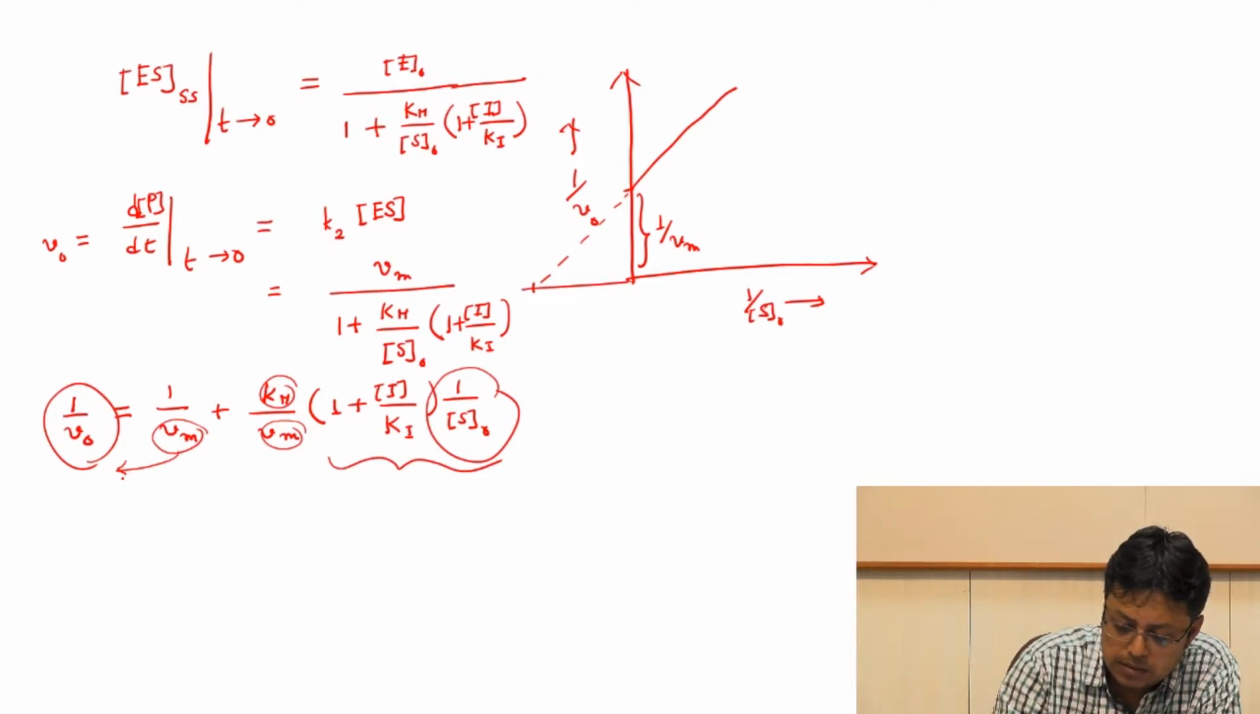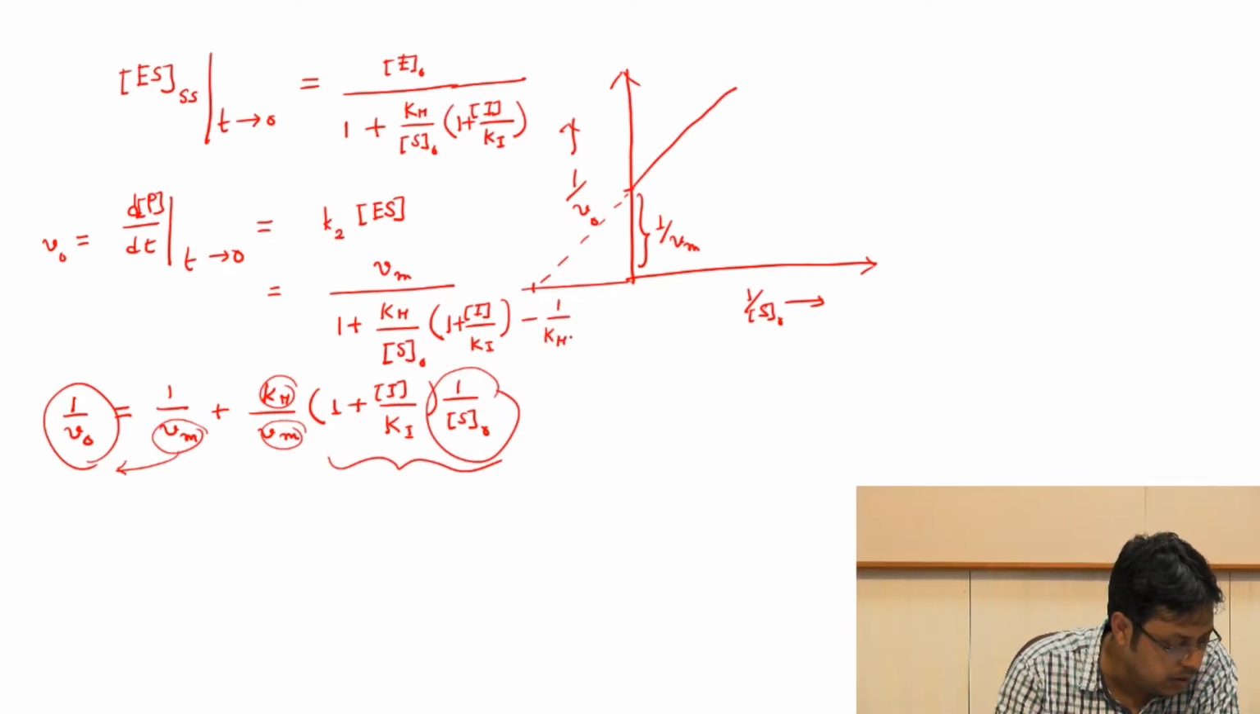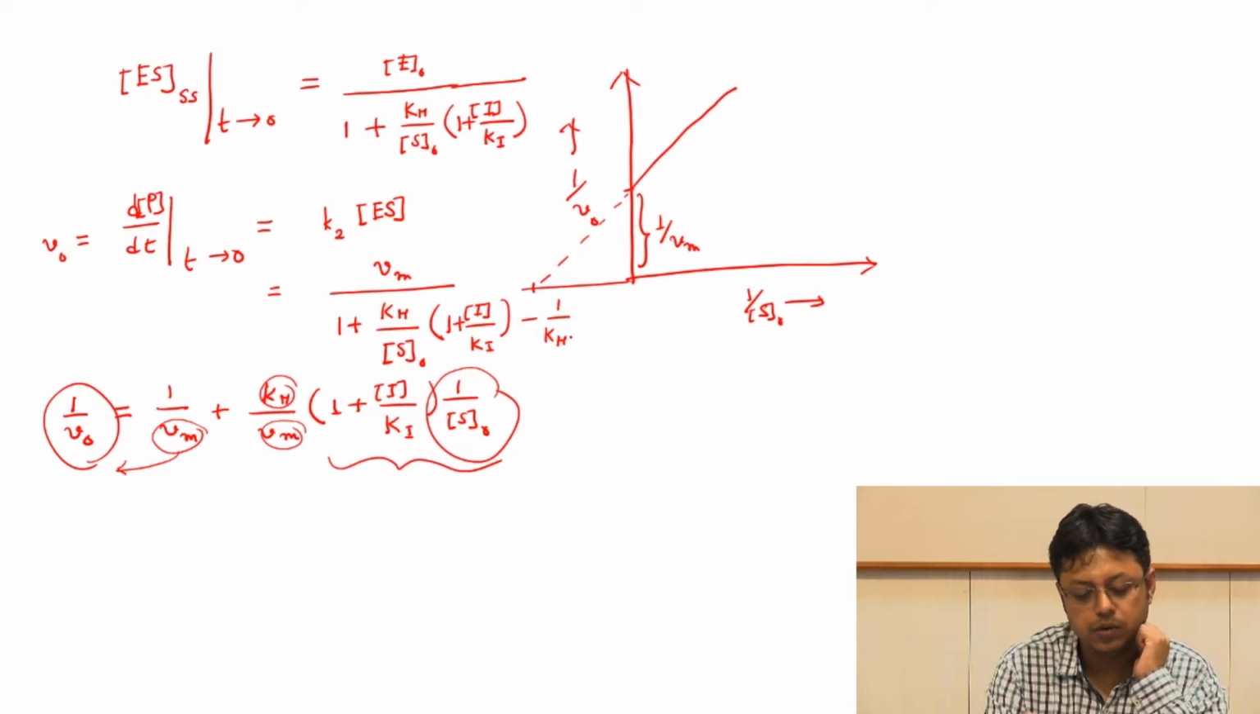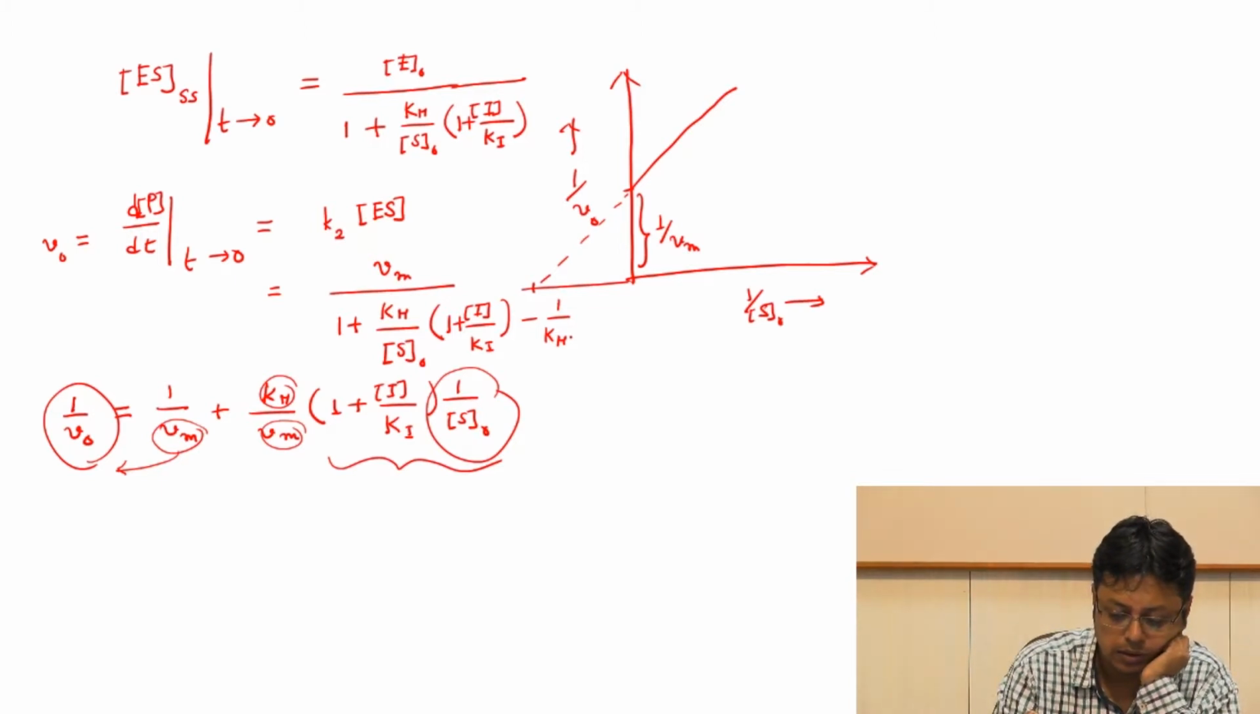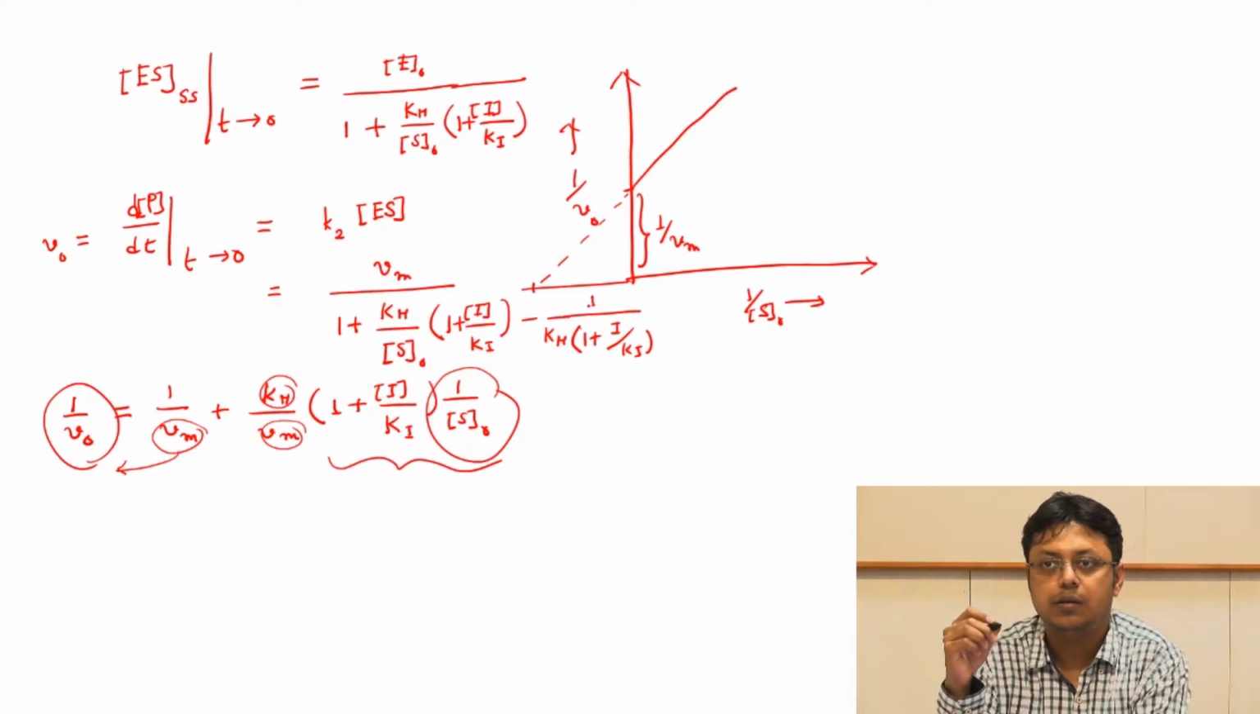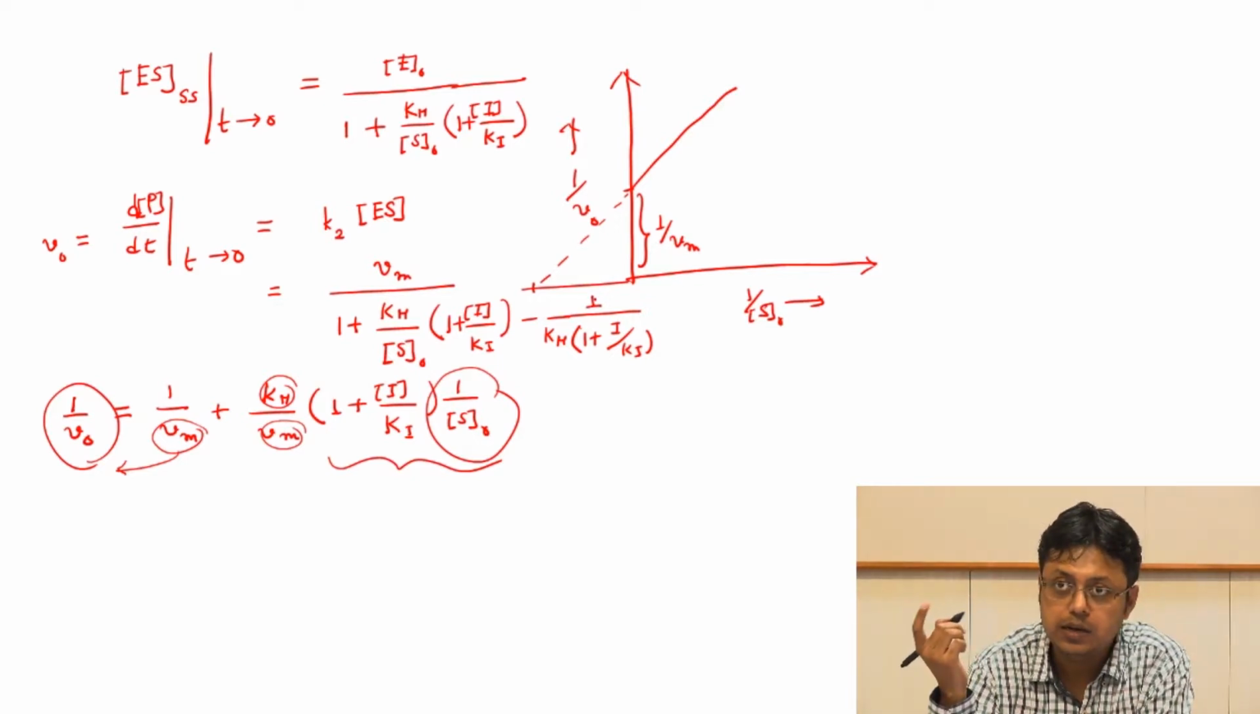It will be minus 1 over Km into, we'll have also this other factor, because we are just writing the 1 over S0 term, and it will be exactly 1 plus I divided by Ki. So it's not just 1 over Km as in the enzyme kinetics without any inhibition.